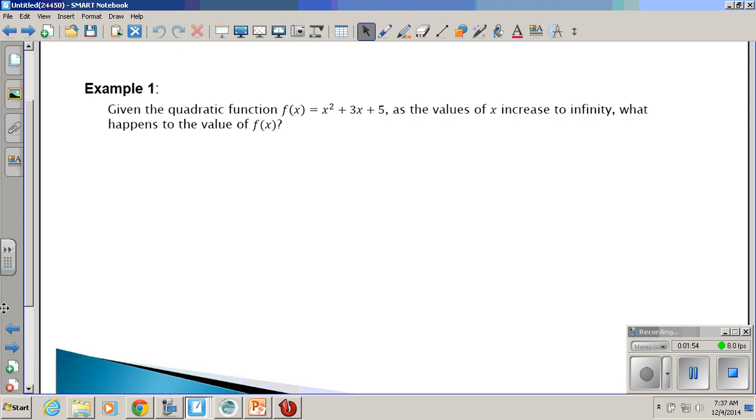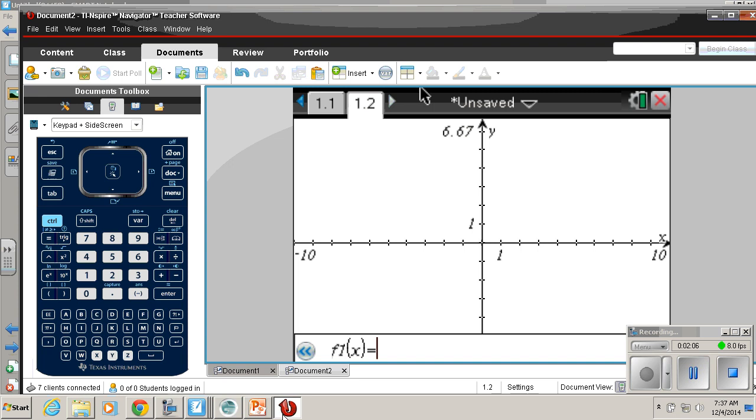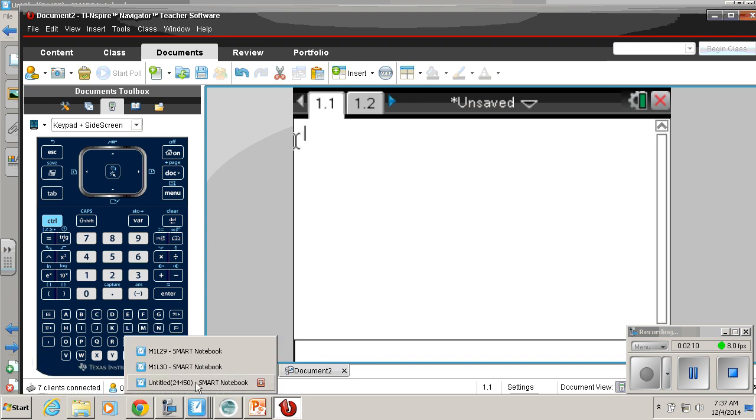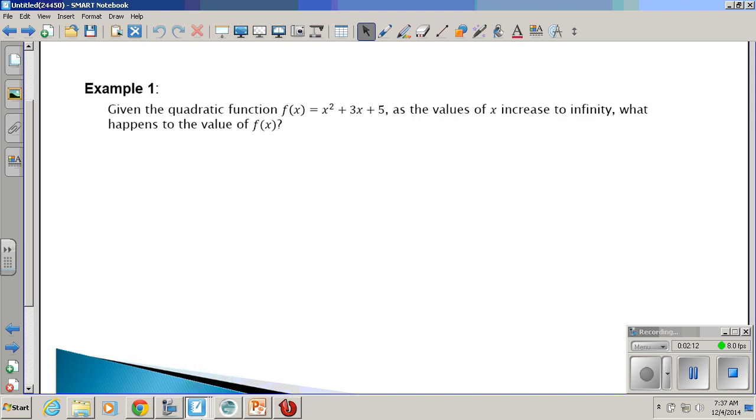So I have this quadratic function, and I want to know, as x gets bigger and bigger and bigger, increases to infinity, what happens to the value of f of x? Well, let's explore this. Take out our calculator, and we'll go to a calculator page first. Now my function was x squared plus 3x plus 5.